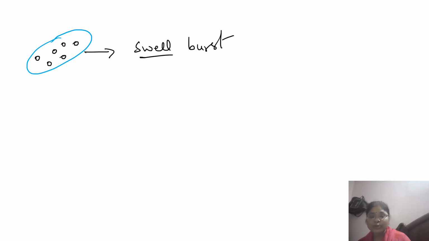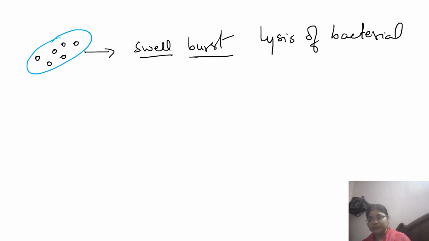So it will swell and burst, and it will cause what? Lysis. This is called lysis of the bacterial cell. Ultimately, they are causing the death of the bacterial cell, isn't it? So they create holes, which take up water, and the cell swells and bursts open. This is one way it works.